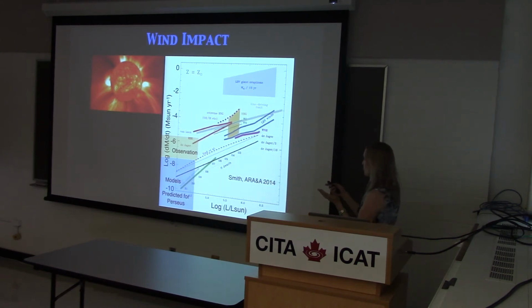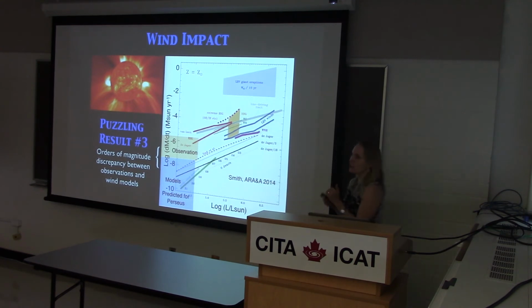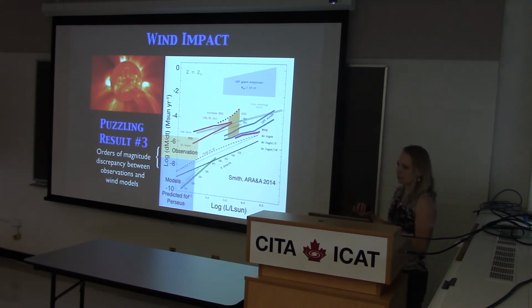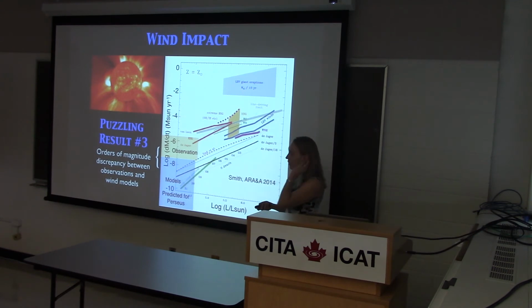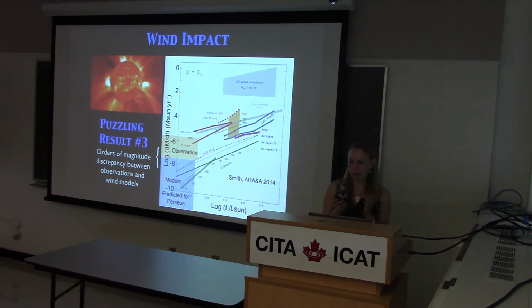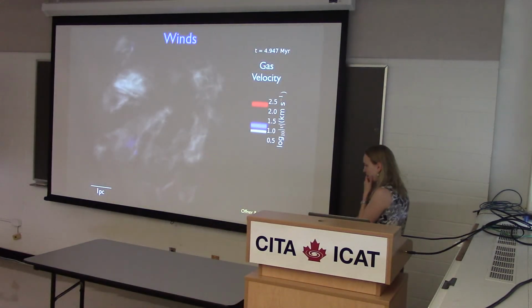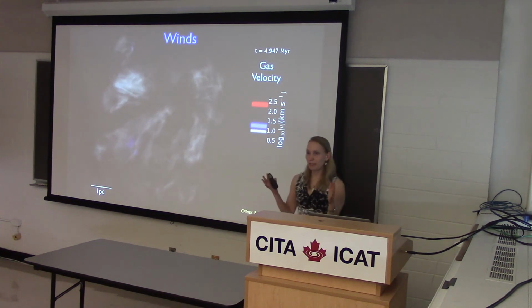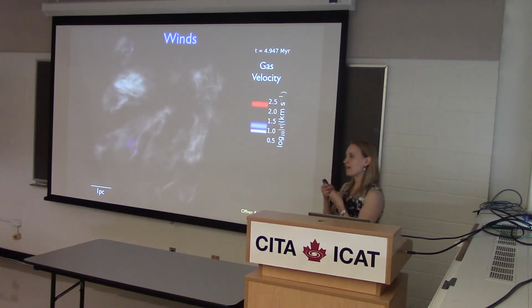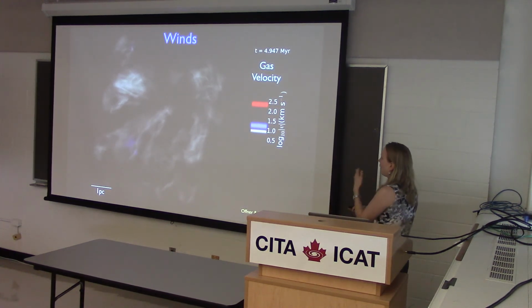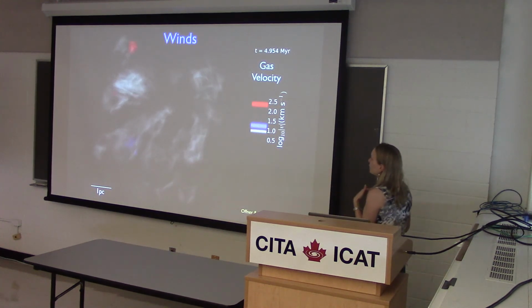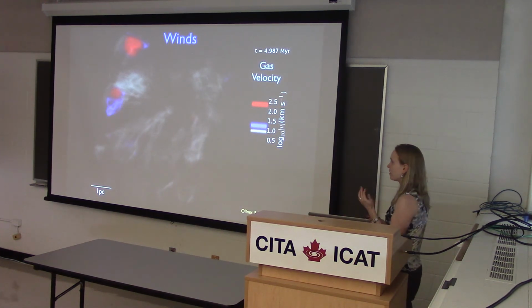All right. So this is puzzling result number 3. There seems to be an order of magnitude or more discrepancy between the observations of these shells and the model predictions. All right. So Alyssa convinced me to simulate this. All right. So I took a turbulent molecular cloud, put in sources representing different mass stars, and followed the evolution of the wind into the local environment.